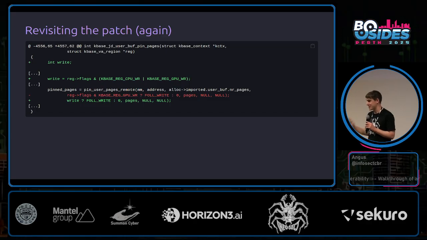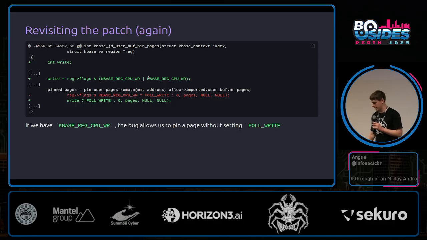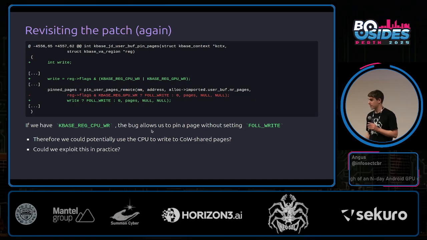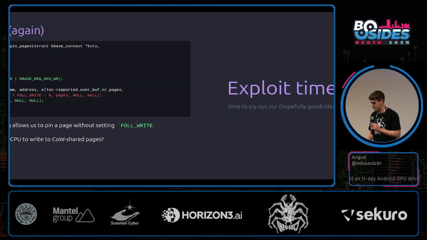So once again, revisiting this patch for a third time now, and hopefully we're almost in a spot to understand what has changed. We can see that previously, it would only set FOLL_WRITE if the GPU write flag was set, whereas now it's going to set FOLL_WRITE if either the CPU or the GPU write flags are set. So it looks like before this patch, maybe it would be possible to set the CPU write flag and we could pin a page without using FOLL_WRITE, which would mean we could potentially modify some shared copy-on-write pages. So could we exploit this?